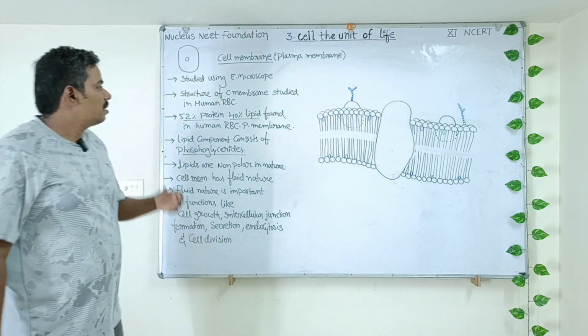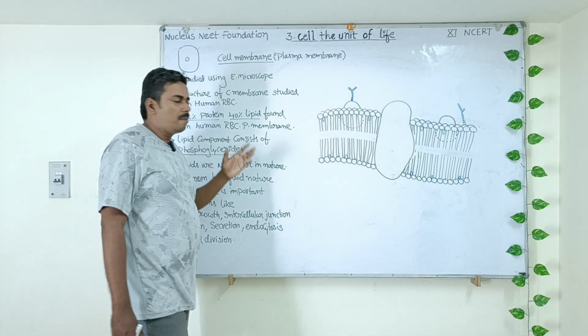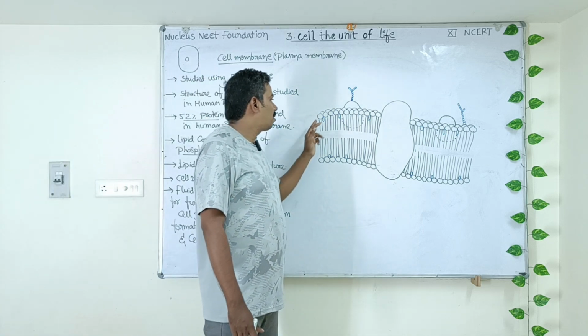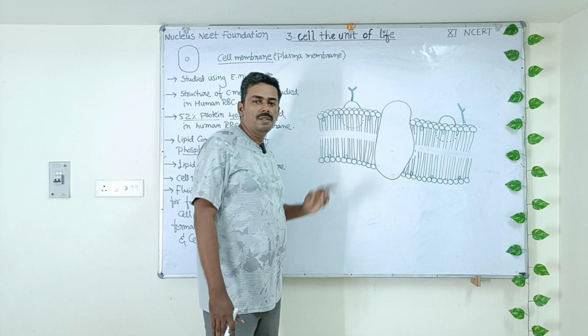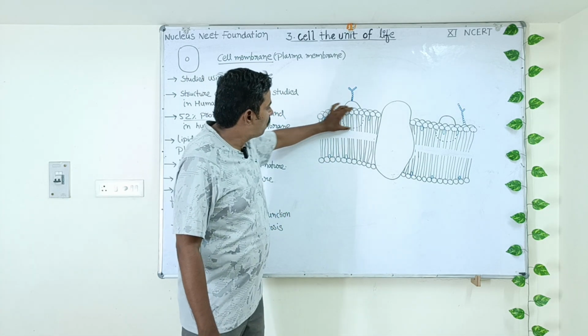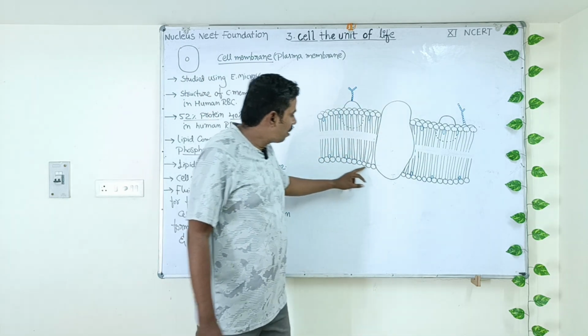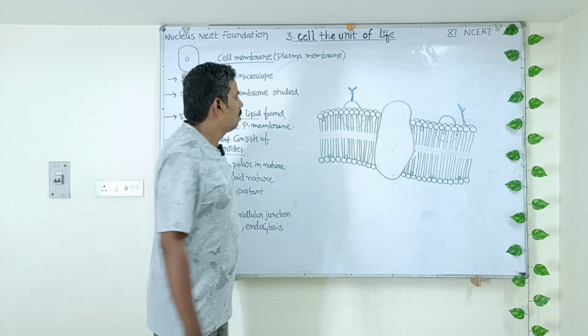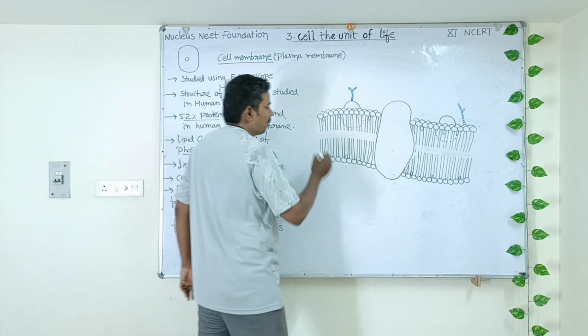Next, in the plasma membrane, the main important molecules you can see are the lipid molecules. They are arranged in two layers. This is one layer of lipid molecule. This is another layer of lipid molecule. So it is called lipid bilayer.